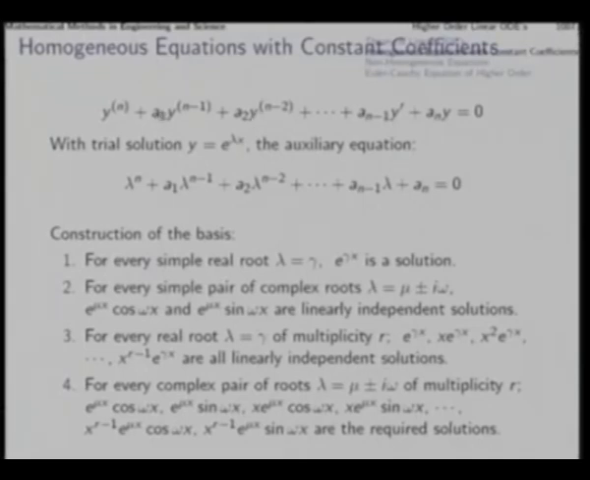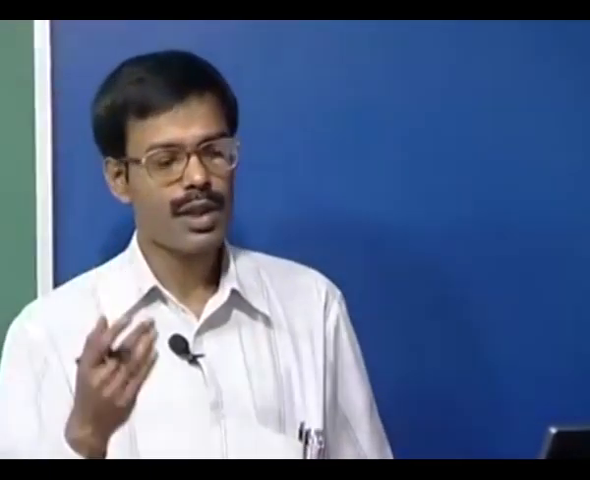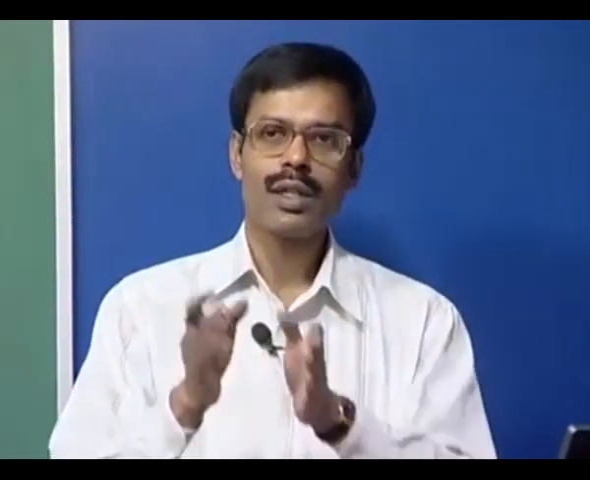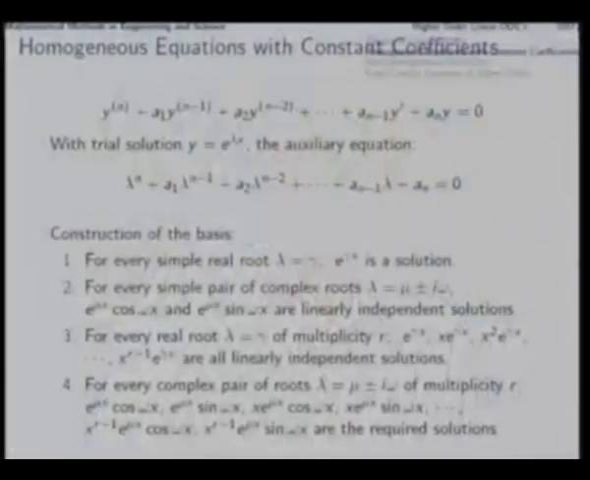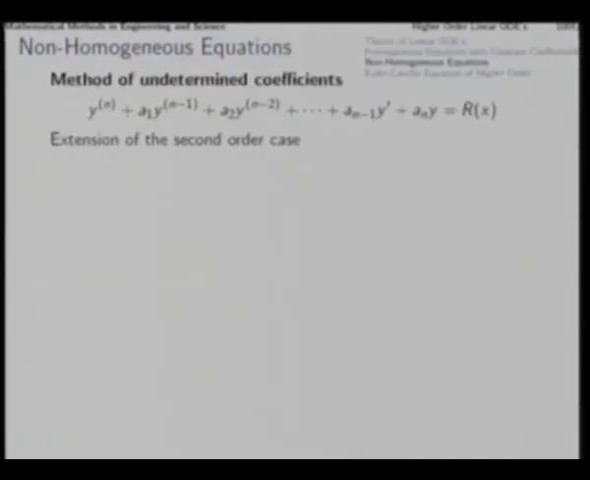Now, if the equation is with constant coefficients like this and r of x is one of those chosen special functions for the right hand side, polynomial, exponential, sinusoid or their mutual combinations, then the method of undetermined coefficients will give you a solution. That is for this. So, the method of undetermined coefficients will work exactly as the extension of the second order case.